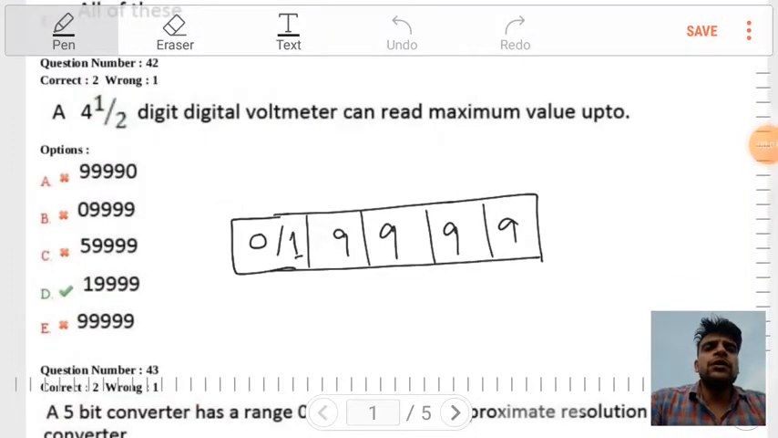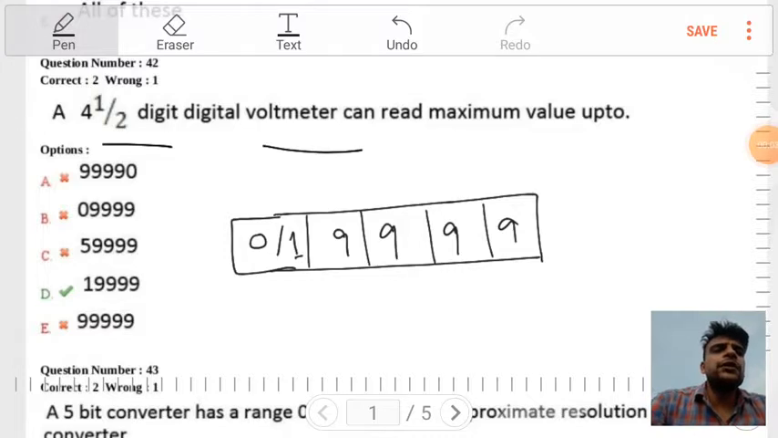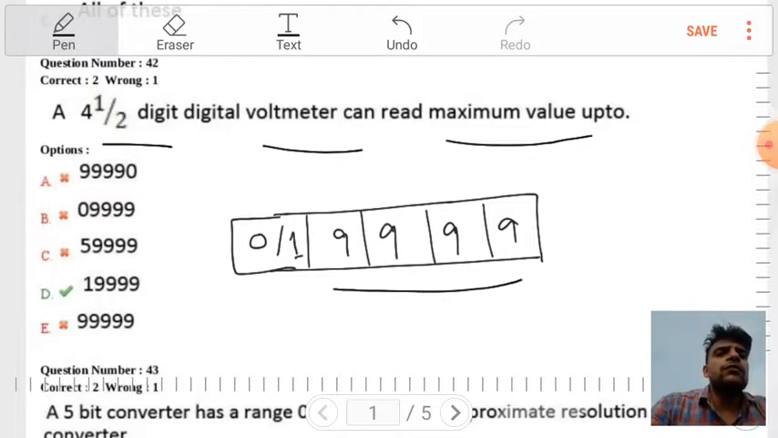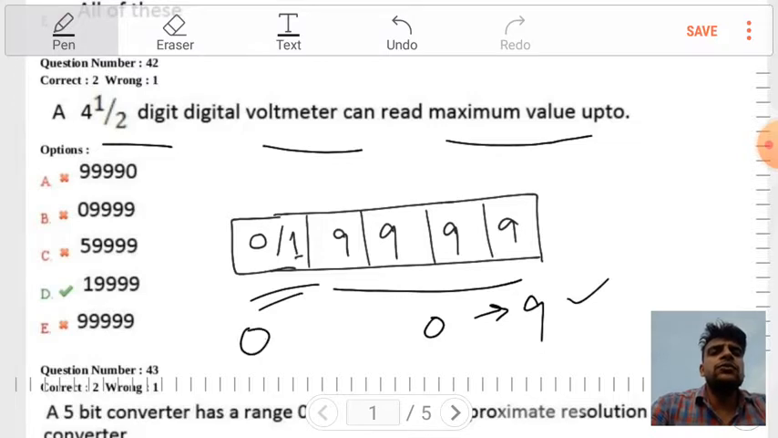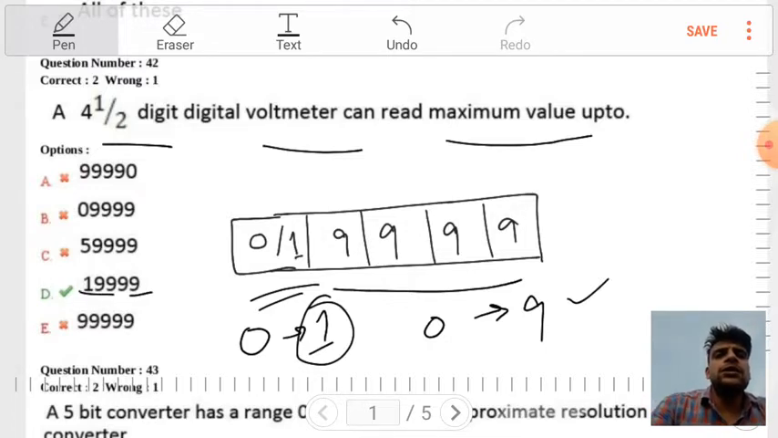A 4.5 digit digital voltmeter can read maximum value up to? So here a digital voltmeter is given with the display of 4.5. So 4 full displays are given. In a full display we can read from 0 to 9, so maximum value is 9, and in a half display we can read 0 or 1, so maximum value is 1. So a 4.5 digit digital voltmeter can read maximum 19999. Answer D is correct.